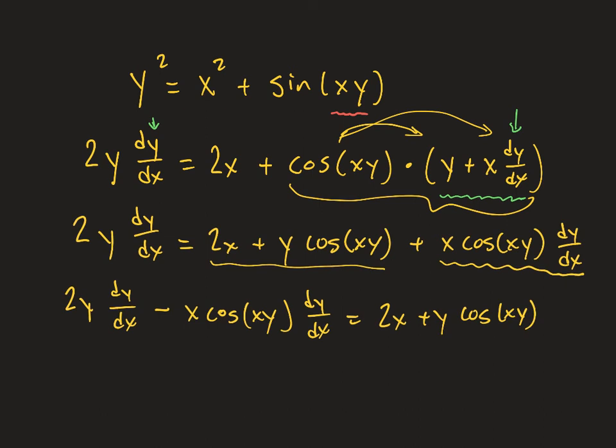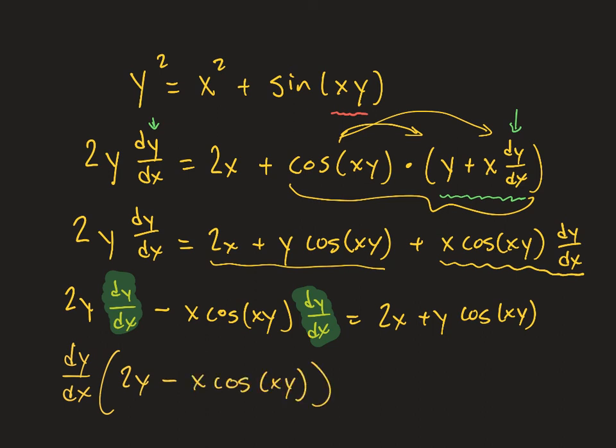Okay, now how in the world do we solve this thing? Well, we're just being patient here and noticing that there is a common factor in each of these terms. So I'm going to factor that out. And I'll have my dy over dx times the 2y here minus the x cosine xy here equals the 2x plus y cosine xy.